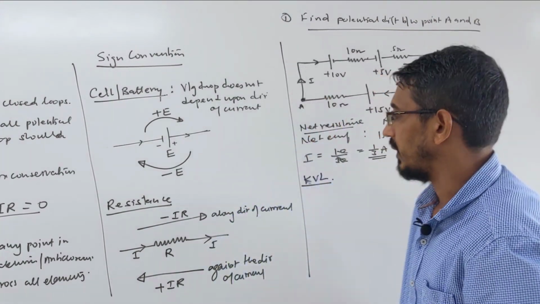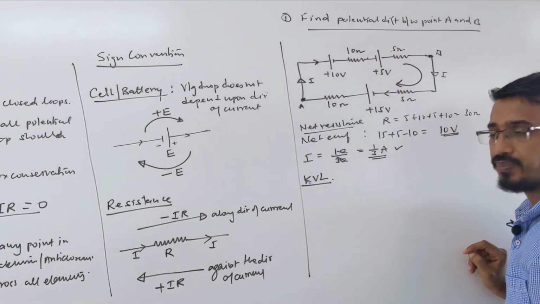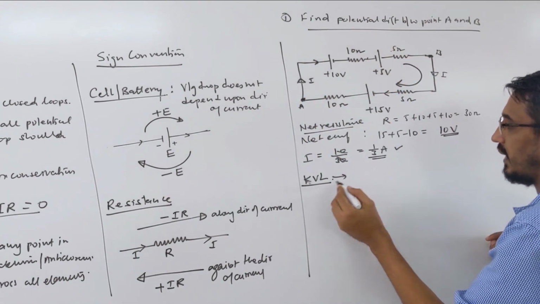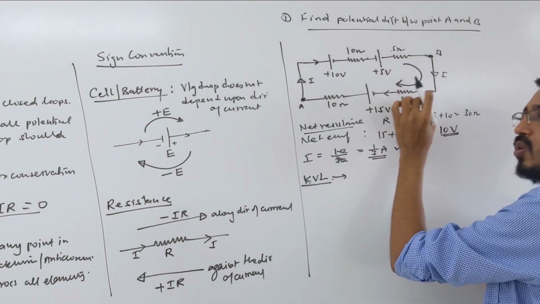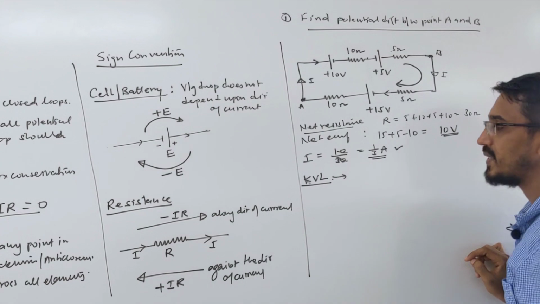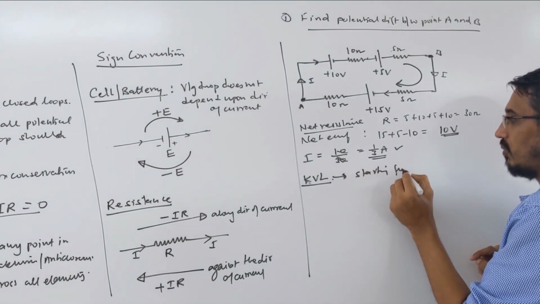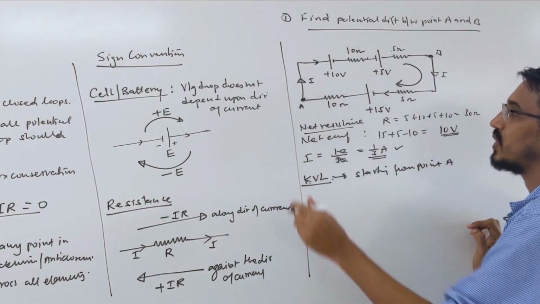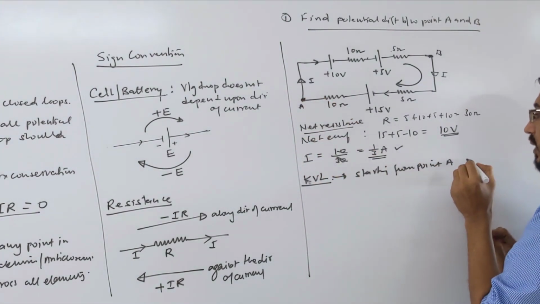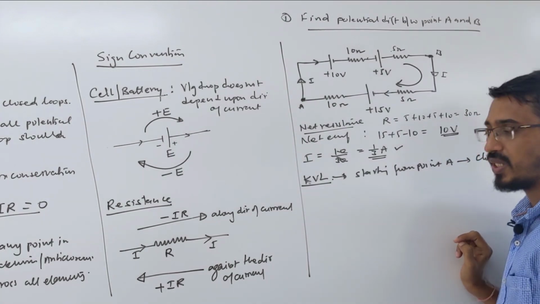Okay, suppose I want to start from point A and I am going clockwise in this loop. You can start from any point and go in any direction, clockwise or anti-clockwise, the answer will be the same. Suppose for understanding, I am starting from point A. I am going clockwise, you can go anti-clockwise, and you should get the same answer.